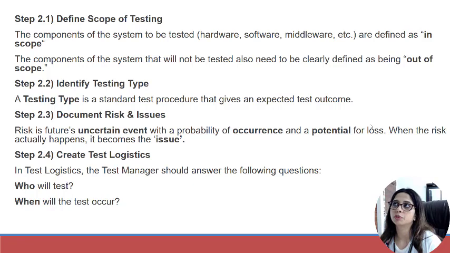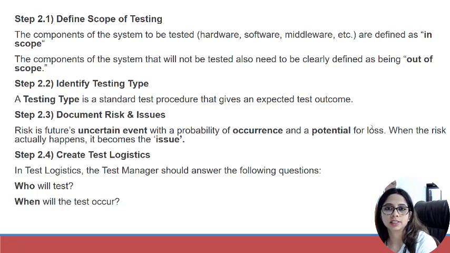Let's say you're going to perform automation testing, you're going to perform database testing, and maybe you're not going to perform performance testing and security testing. Those two types of testing will be out of the scope of the testing. So you have to define what is in the scope and what is out of the scope in this scope of testing. After analyzing the product, you should come to know what the scope of testing is.